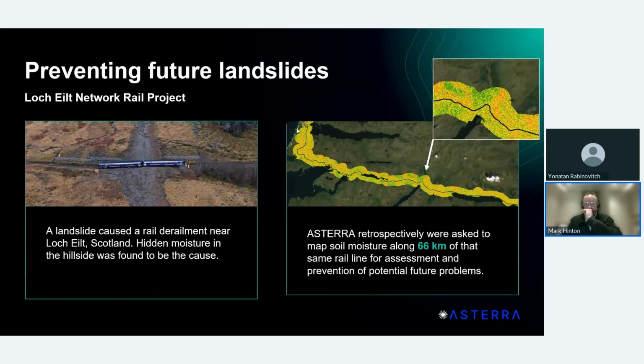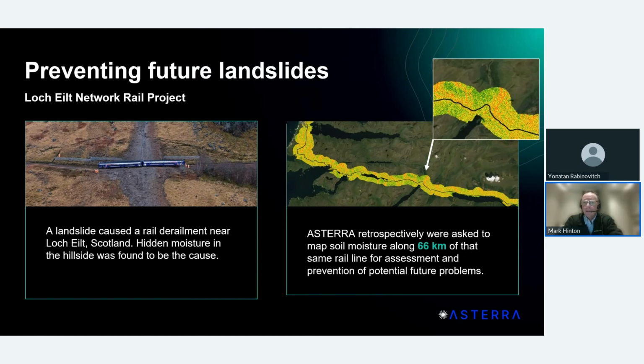So here, just a quick example. This was a retrospective exercise. There was a rail derailment, unfortunately, in Scotland, here in the north of the UK. And it was clear, as is nearly always the case, that hidden moisture in the hillside, or excess soil moisture, was found to be a significant contributory cause to this landslide. On the right hand side, you can see this is a whole route, 66 kilometers of route corridor that we looked at for soil moisture on the west side of Scotland.